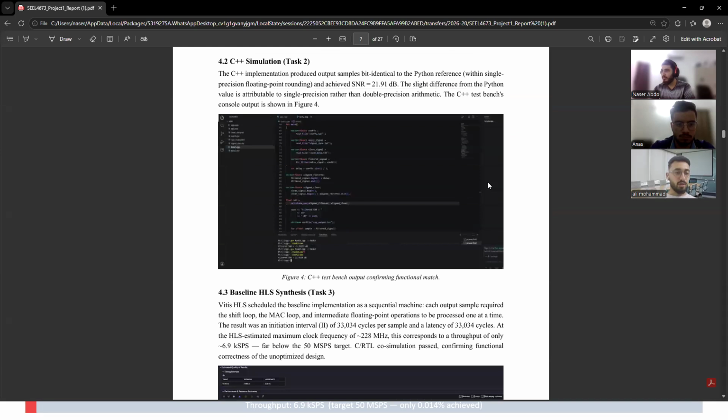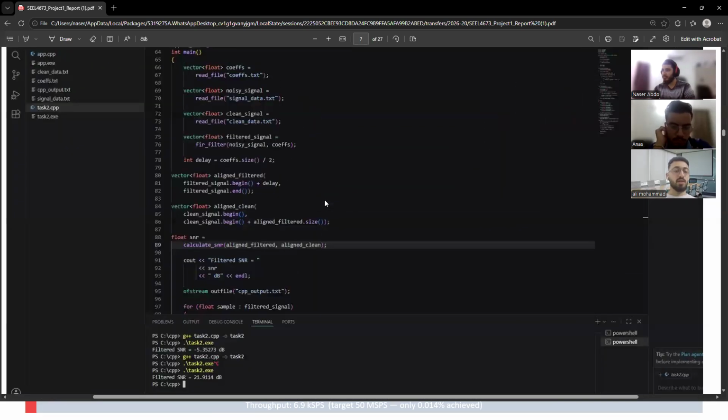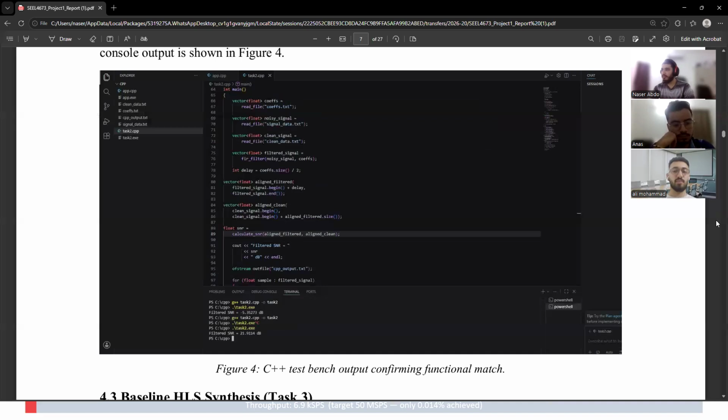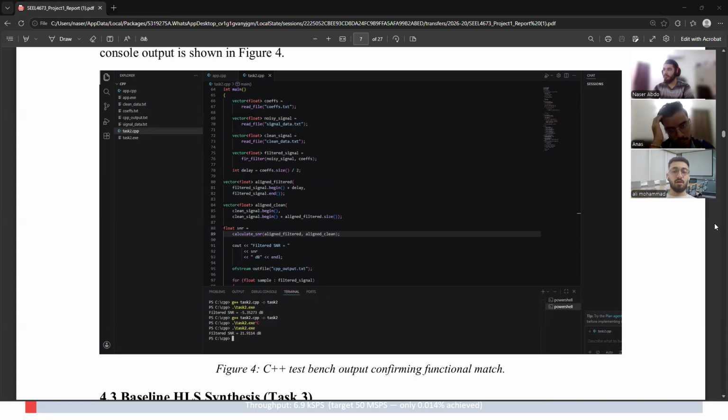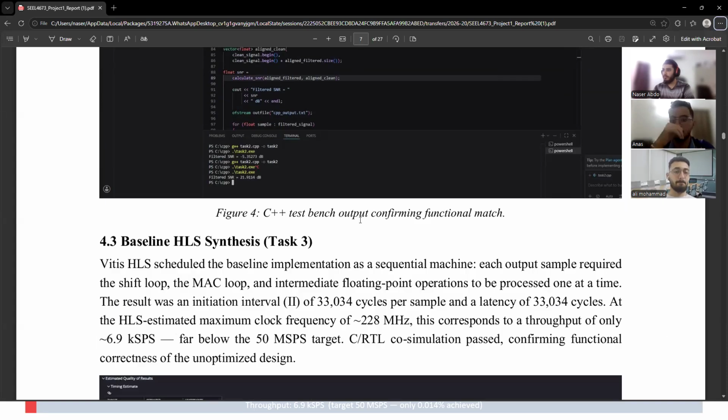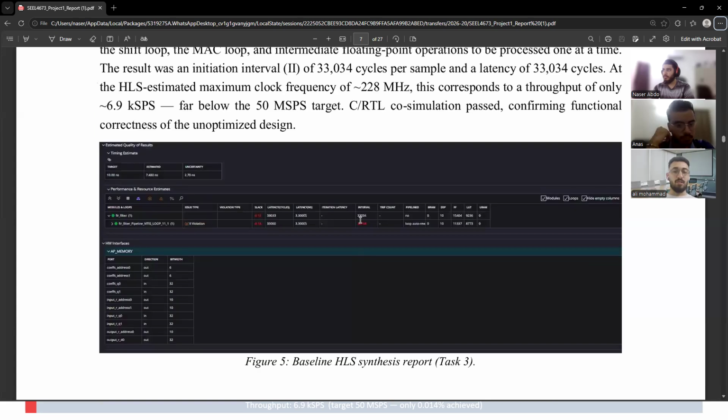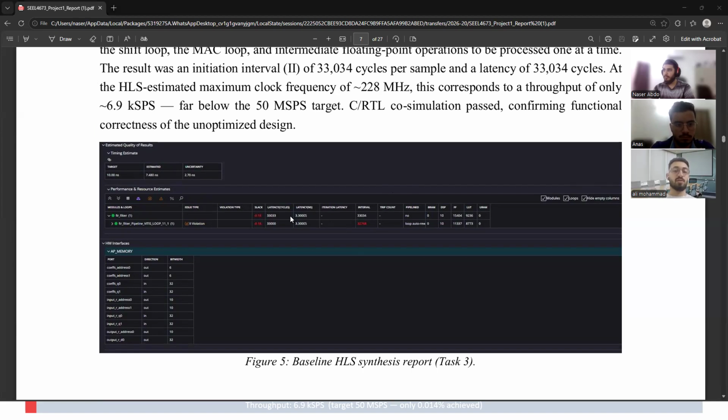Figure 4, yep. As you can see here at figure 4, it confirms the match in the test bench output. Then we synthesized it with no optimization at all. And figure 5 shows the baseline result, an initiation interval of 33,000 cycles per sample. That gives us only about 7,000 samples per second. We need 50 million, way too slow. Back to the slides, please.